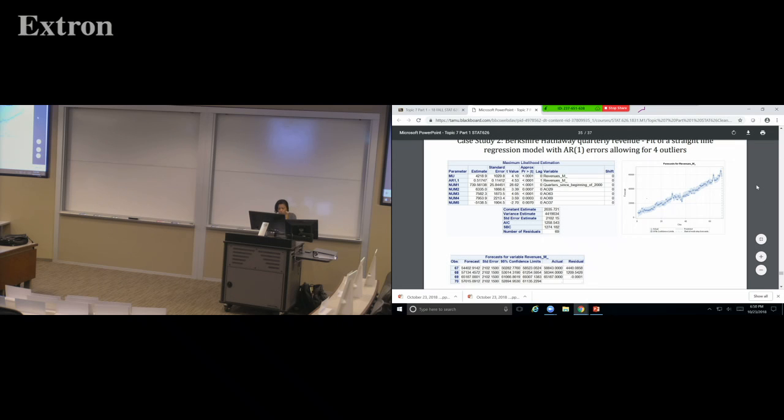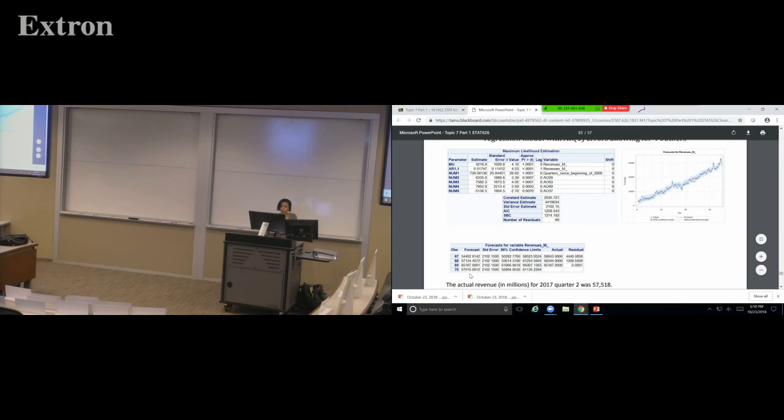Okay, so now we're going to take a look at the forecast. So now the forecast for 1 step ahead is 57,015. Previously, back on slide 28, it was 61,799. So the forecast has much improved, allowing for these 4 outliers, where the truth is 57,518. Okay, so allowing for outliers here has improved the forecast.